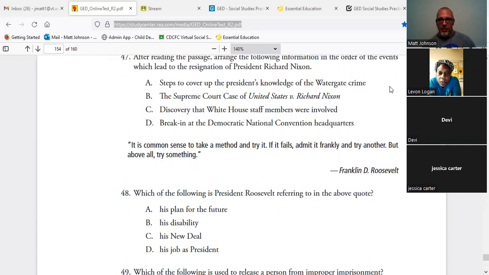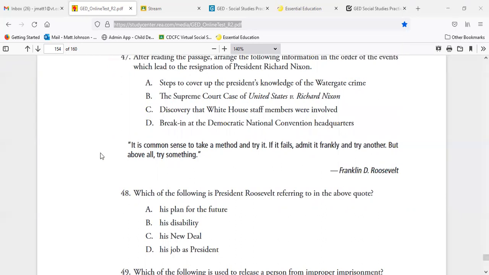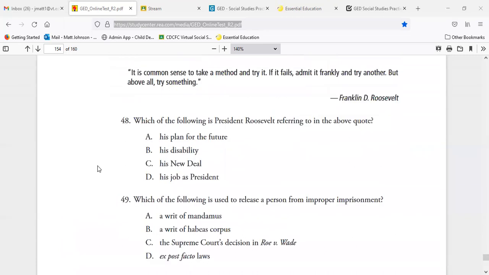If it fails, admit it frankly and try another, but above all, try something. So here we're getting asked, which of the following is President Roosevelt referring to in the above quote? Franklin Roosevelt. So we talked about Franklin Roosevelt. I'll just throw this out to all of you. A, his plan for the future. B, his disability. C, the New Deal. Or D, his job as president. So what do you think he's referencing in that quote?